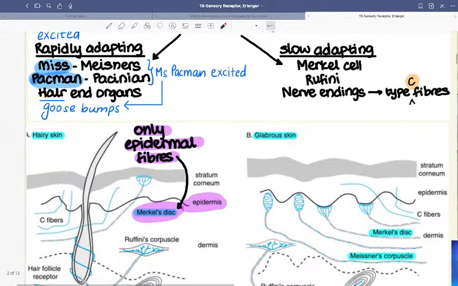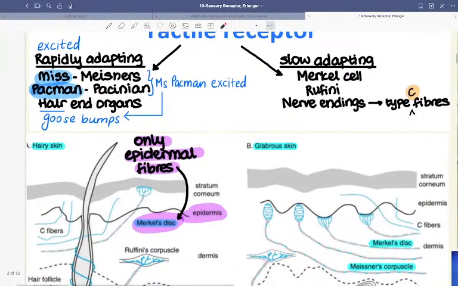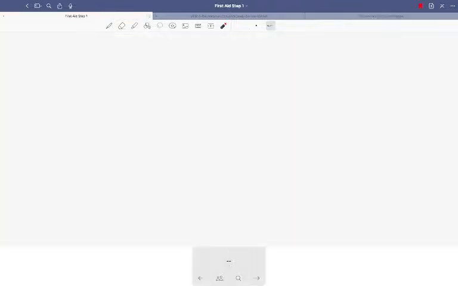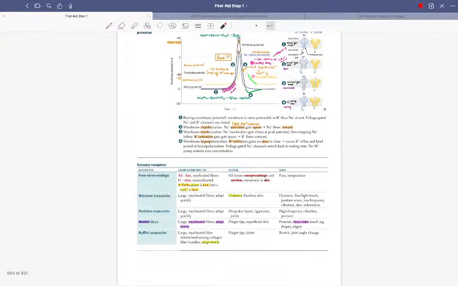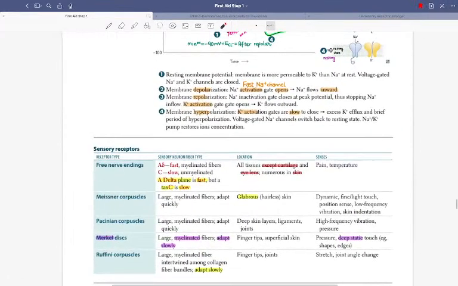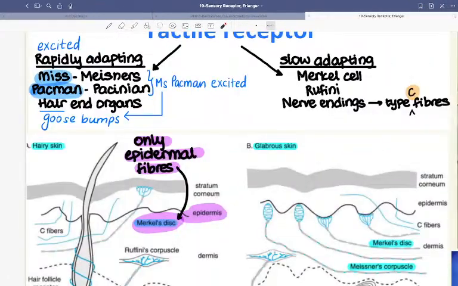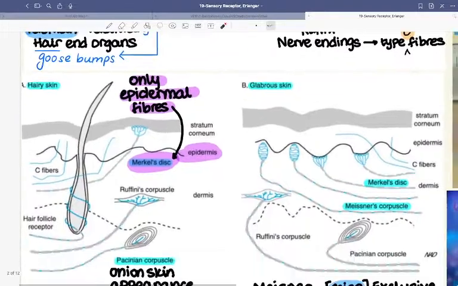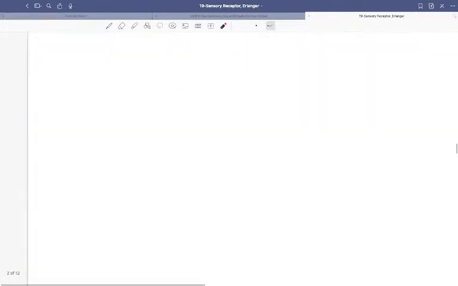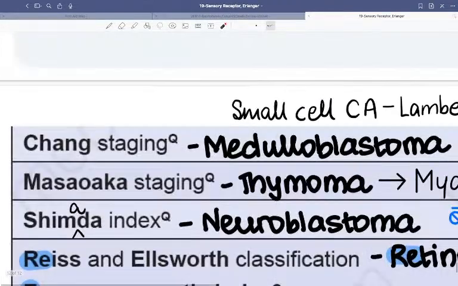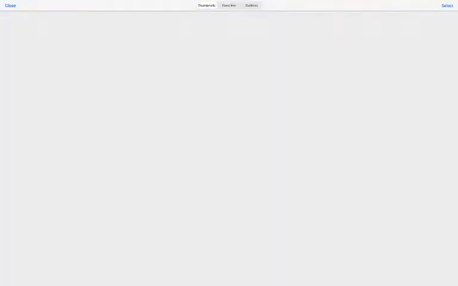Next, rapidly adapting is basically Meissner's and Pacinian. Next, slow adapting is Merkel, Ruffini, nerve endings, and type C fibers. All right, I think this should be more than enough. And the main thing next is the Erlanger-Gasser classification, which is also very important. These are exercise stuff. So I'll get copyright.